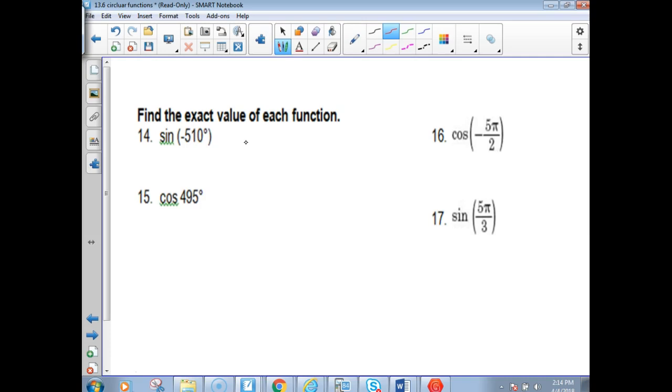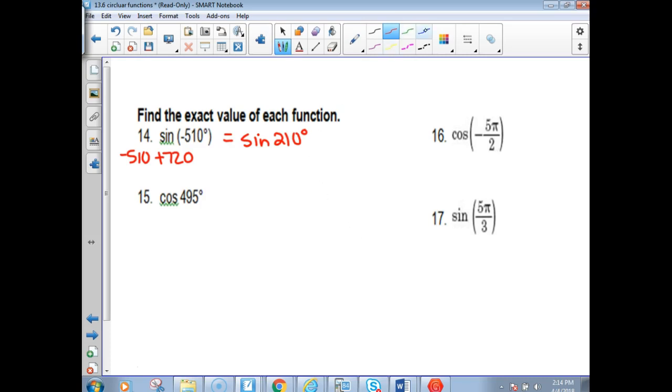Okay, what's that going to be equivalent to? Careful. You're going to have to add 360 again. So do negative 510 plus 720. It's 210, isn't it? Yeah. Okay, so it's going to be equivalent to the sine of 210 degrees.